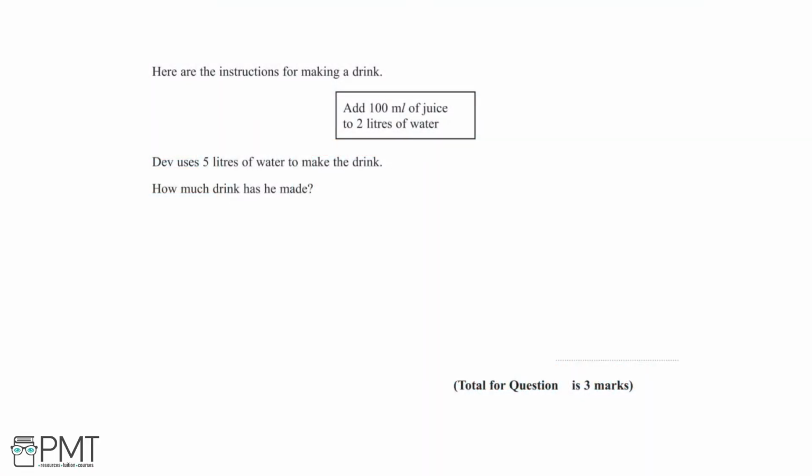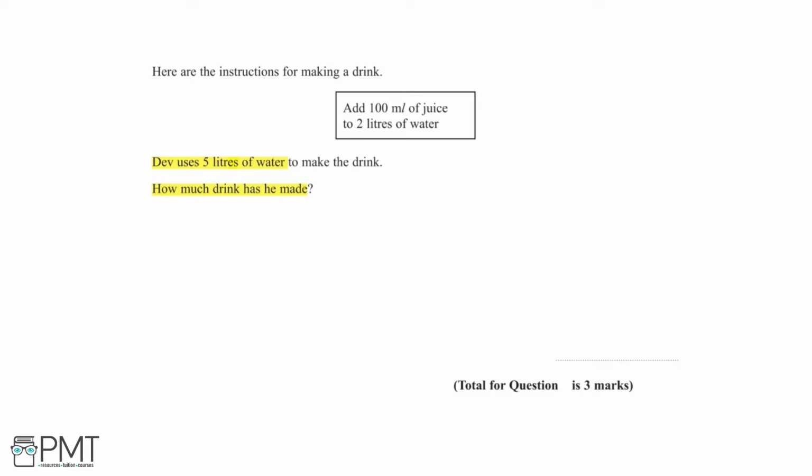In this question, we're given the instructions for making a drink. We're told to add 100 milliliters of juice to 2 liters of water. Dev uses 5 liters of water to make the drink, and we need to find out how much drink he has made. Based on the instructions that we've been given, let's find out how much drink this makes.